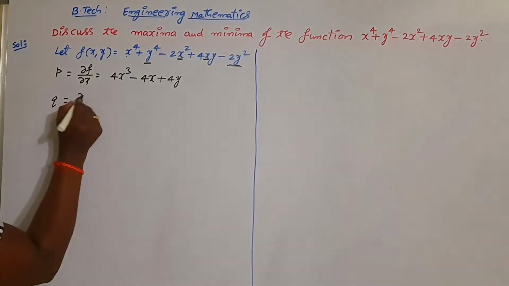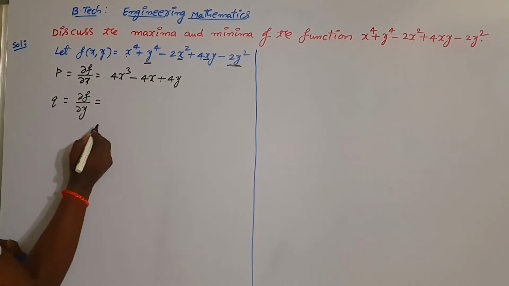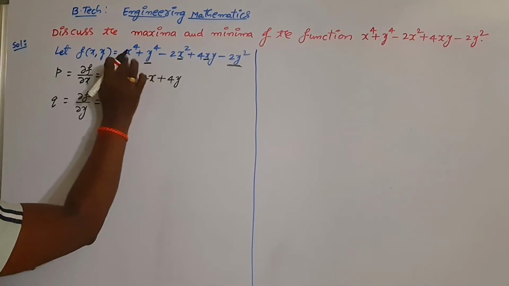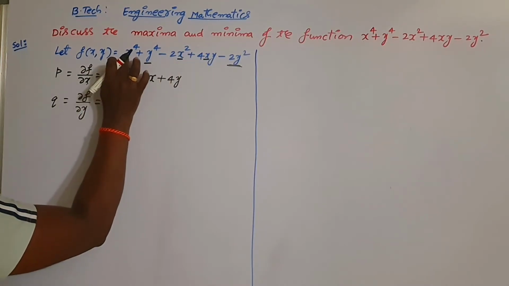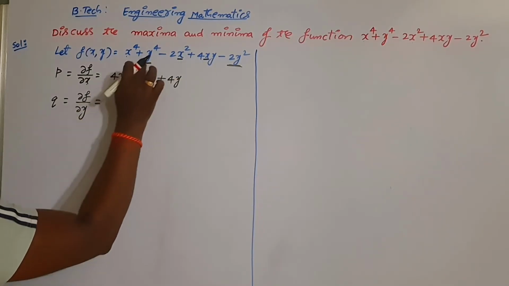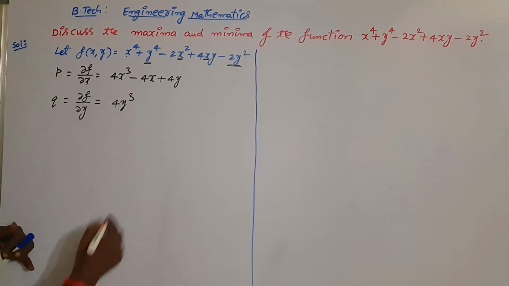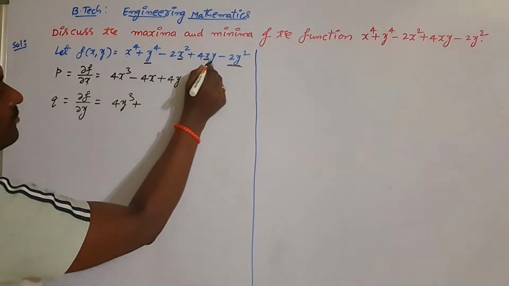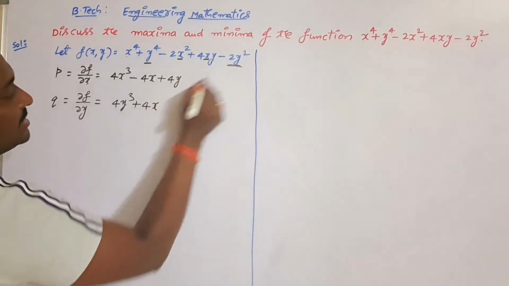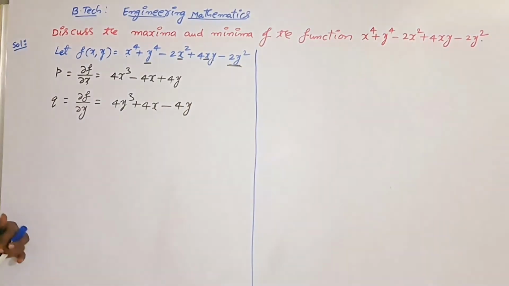Now q. What is q? Dou f by dou y. In this case, y terms are the only variables, x terms are constants. So the derivative of x power 4 with respect to y is 0, the derivative of 2x square with respect to y is 0. So the derivative of y power 4 would be 4y cube. Plus here the derivative of y with respect to y is 1, 4x into 1 would be 4x. And the derivative of y square is 2y, already 2 is there, so you will get 4y.